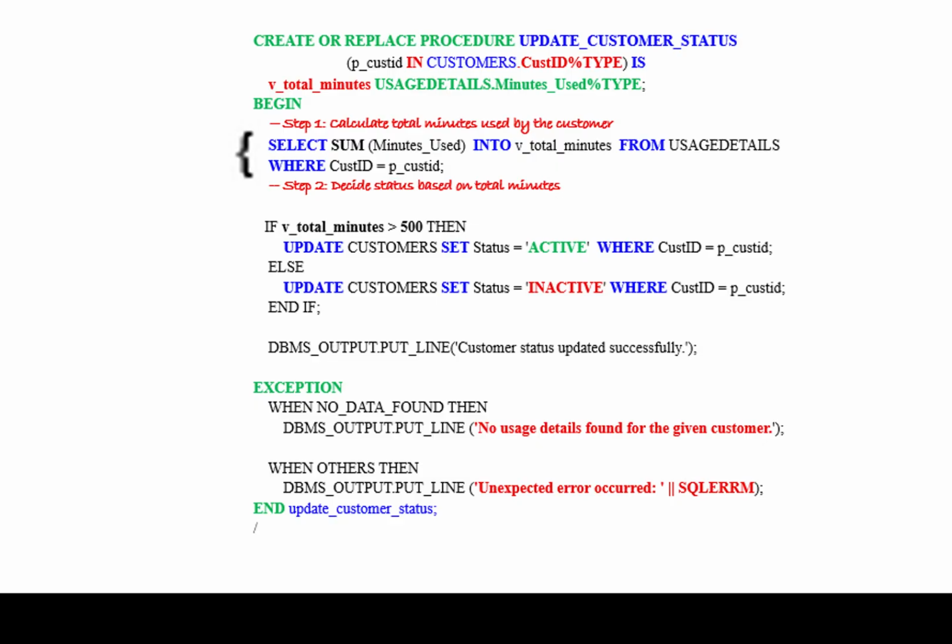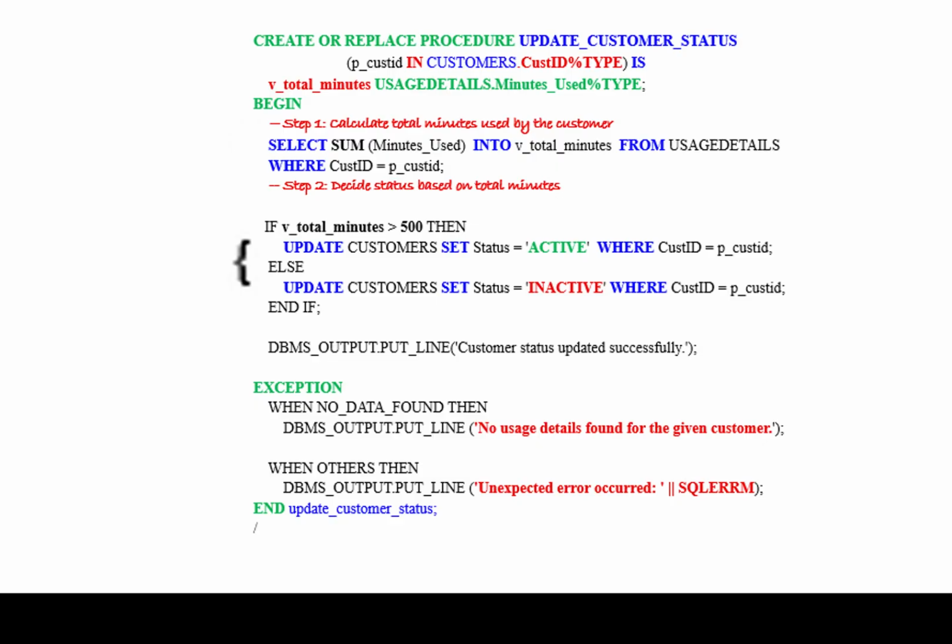Select into statement, core logic. Select sum(minutes_used) into v_total_minutes from usage_details where cust_id equals p_cust_id. Very important part, please focus. What are we doing here? We are adding all usage minutes for one specific customer using sum(minutes_used). Why select into? Requirement clearly says no cursor. Sum returns a single value. Perfect use case for select into. This line answers the question, how much total service has this customer used?